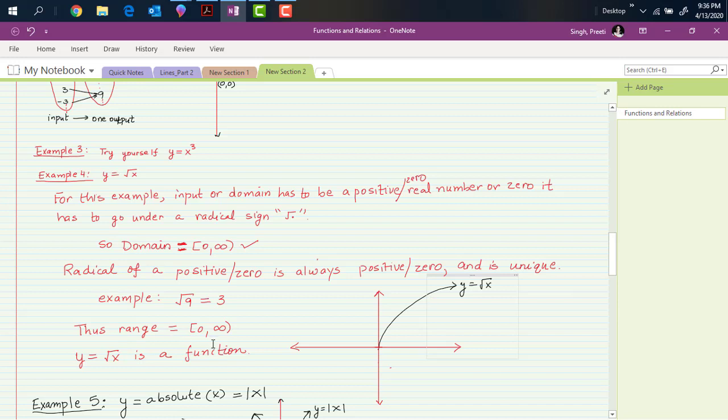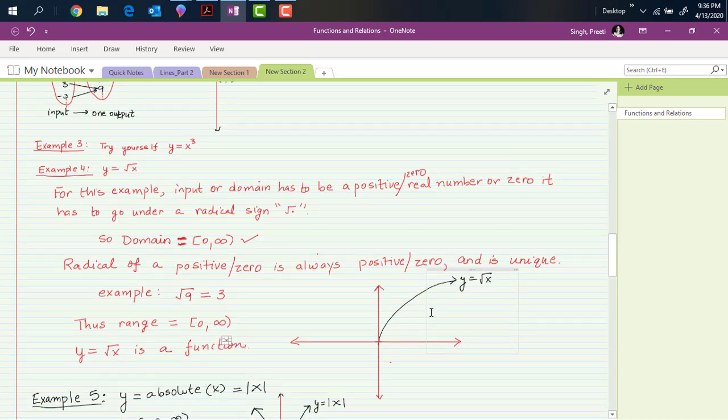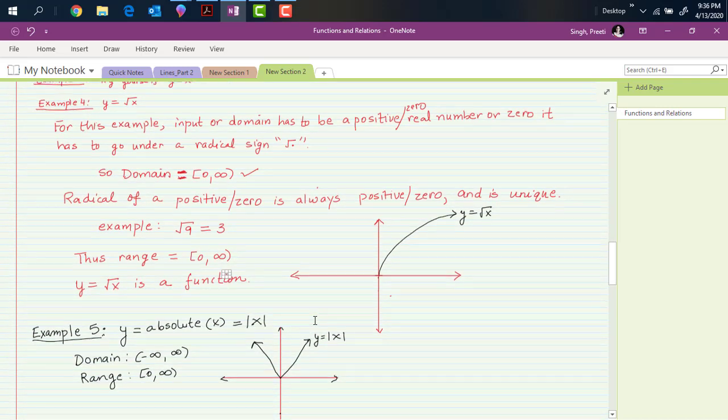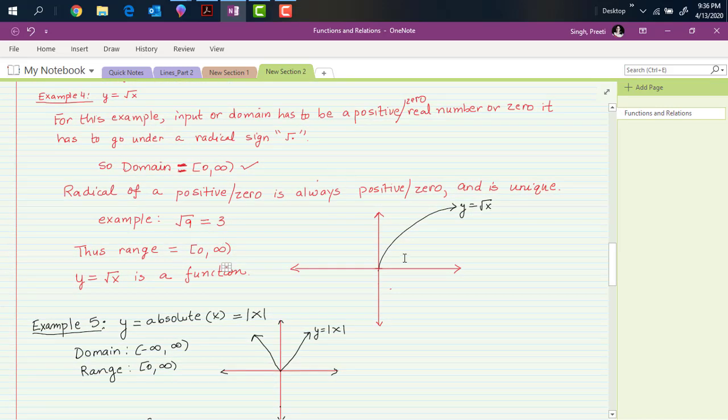You input a positive and you're getting the output positive as well. On the right side, you see the graph of this square root of x, or radical of x. And it is a function because for every input, you have a unique output in this case. Not only an output, but it is a unique output.